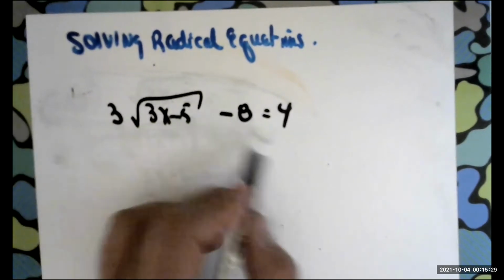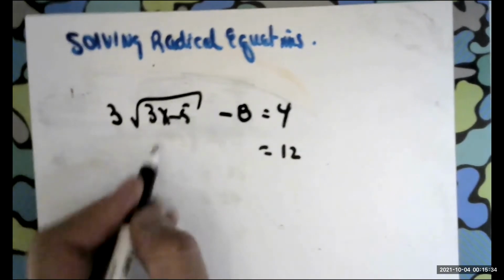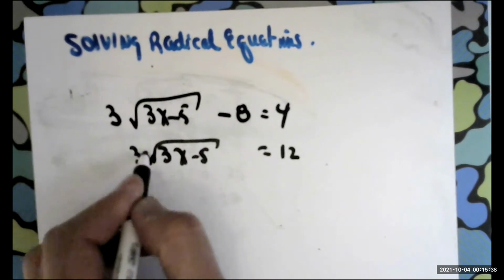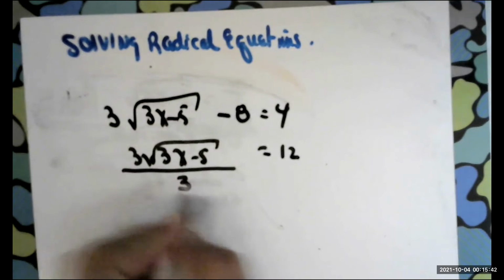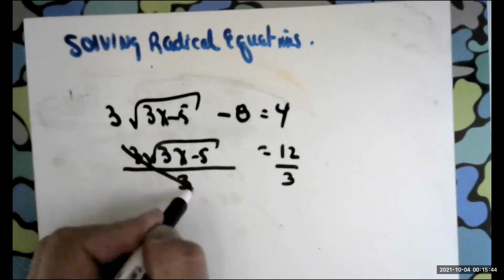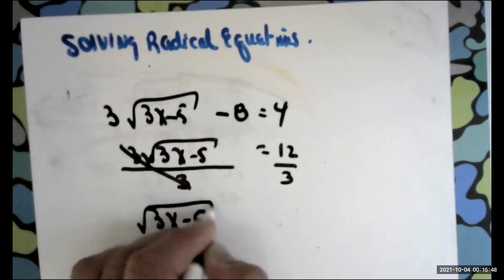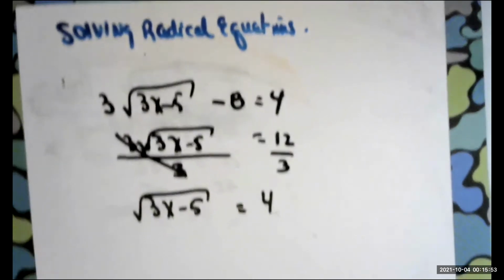As we isolate the term with the radical, we may want to add 8 and divide by 3. Let's see what happens. When I add 8, 4 plus 8 will be 12. And here we have 3 times the square root of 3x minus 5. Since I'm multiplying by 3, we can divide by 3. 3 over 3 is 1. So now we have the square root of 3x minus 5 equals 4. 12 divided by 3 is 4.